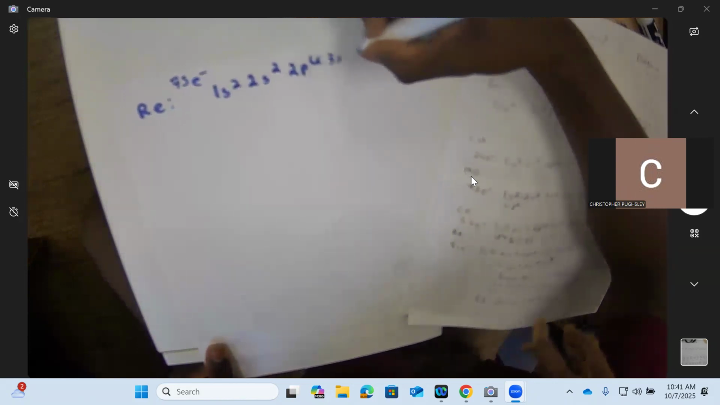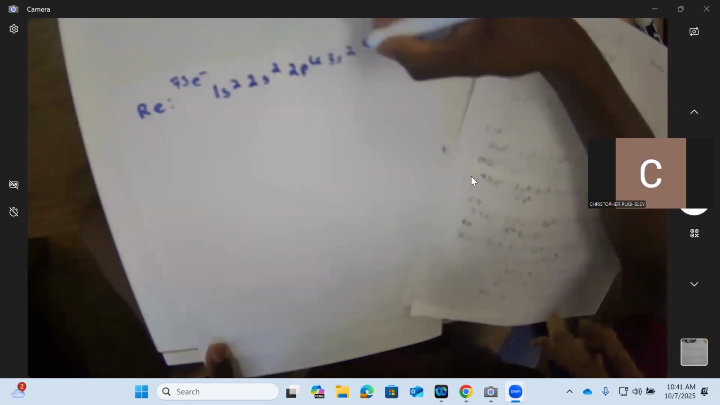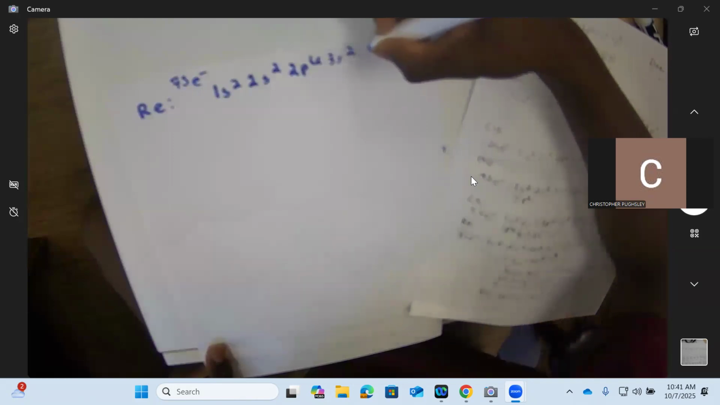You're doing great. Can you move it down a little bit so we can see here? Move this sheet down. There you go. Thank you. All right.